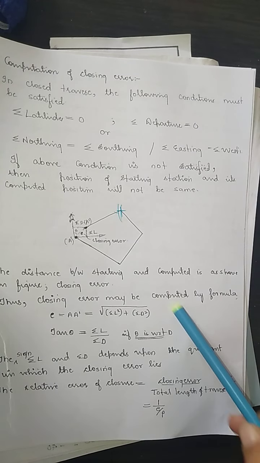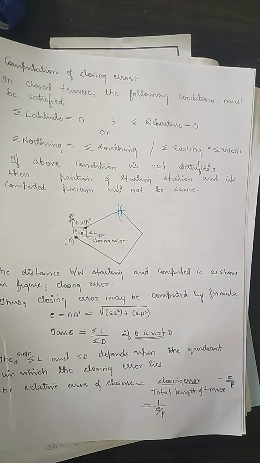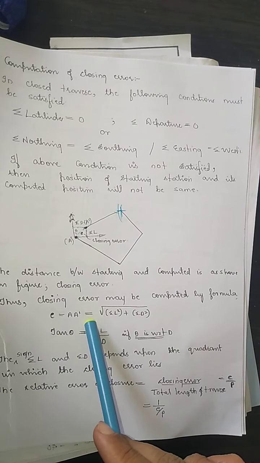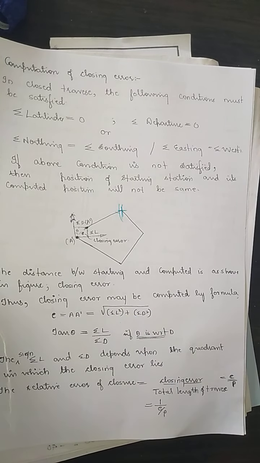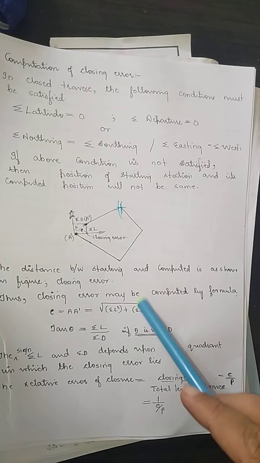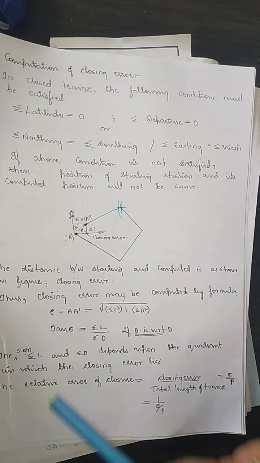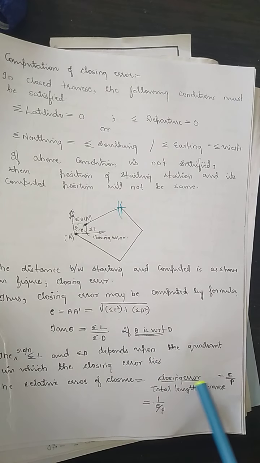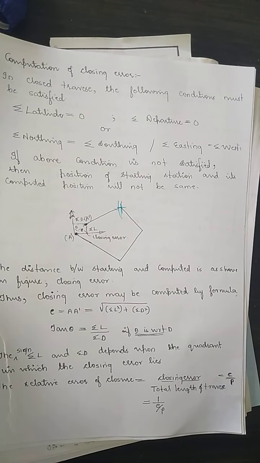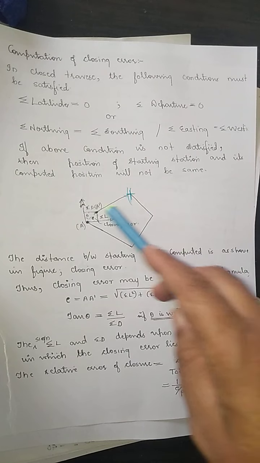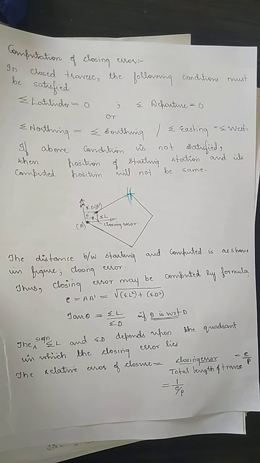In order to find the length of the closing line, the formula you apply is the square root of sigma L squared plus sigma D squared, that is, sigma square of the latitudes plus sigma square of the departures, the whole root. You get the length, and the tangent gives the angle theta. To determine the relative error of closure, the closing error E divided by the total length of the traverse P gives it. This total length we can find out. So the relative error of closure we can determine using this formula.